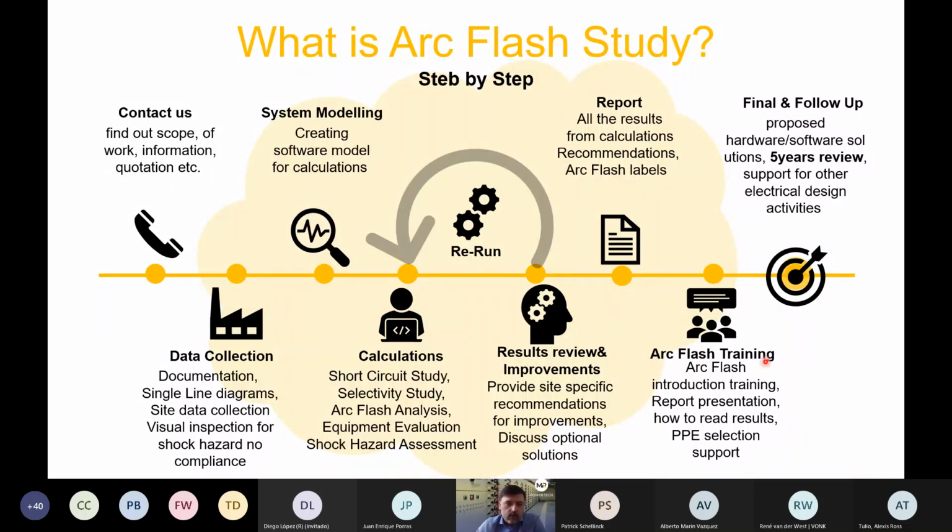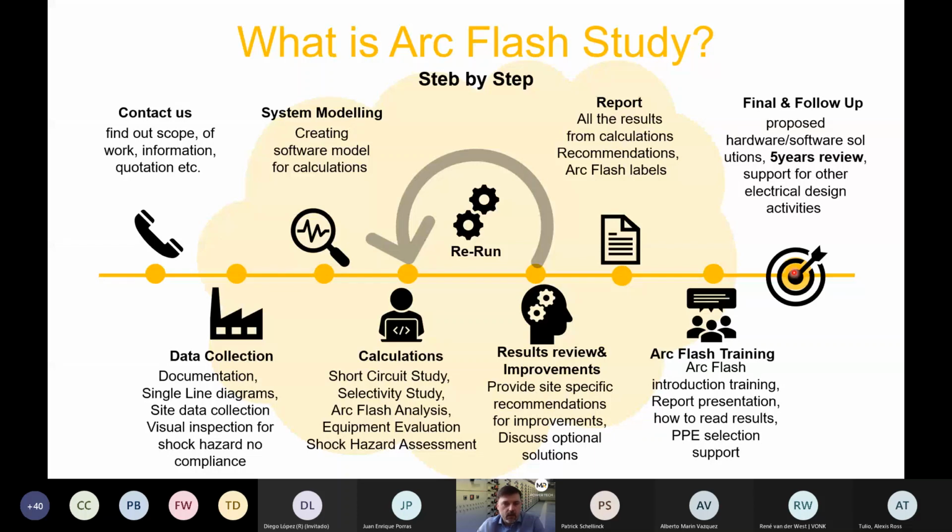Then we step into the ArcFlash training, which means we provide ArcFlash training, but also a report presentation, explaining how to read the results from the report, maybe helping with the PPE selection, things like this. And then we go to the final step, we are finished. We might go into what-if studies to propose some hardware and software solutions if needed.